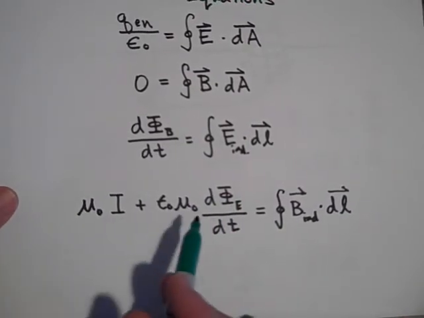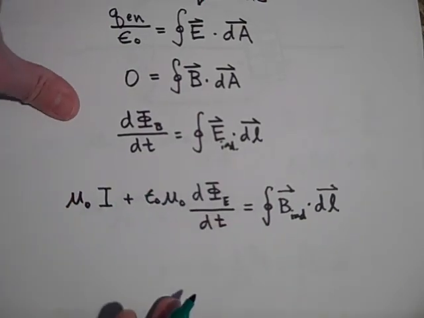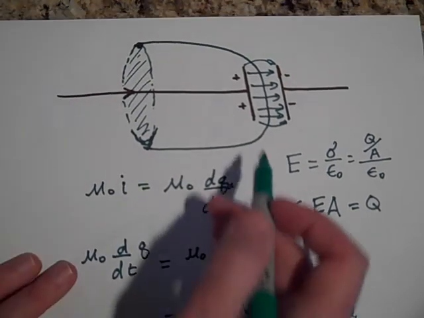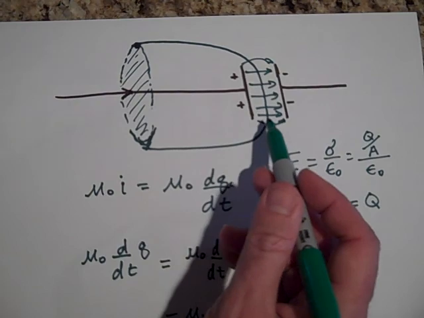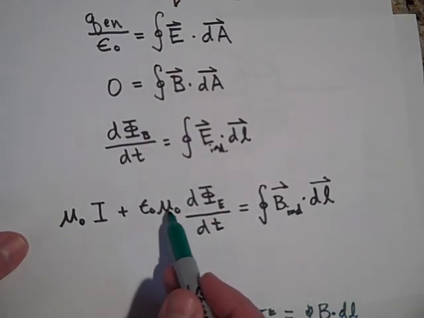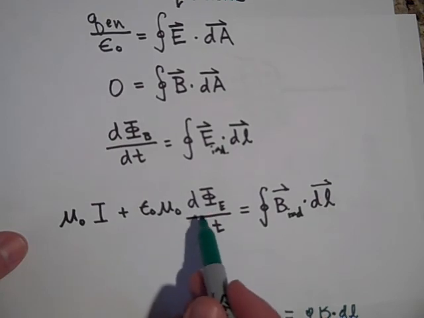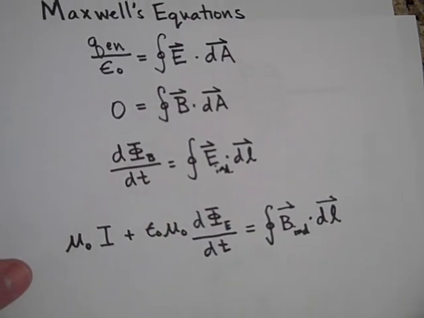Okay, so this is called displacement current. This whole term right here is called displacement current. And so what it's saying is the rate at which the flux in here changes with time times a constant. So the rate at which the flux changes with time times a constant, epsilon naught times mu naught, that is equivalent to a current.